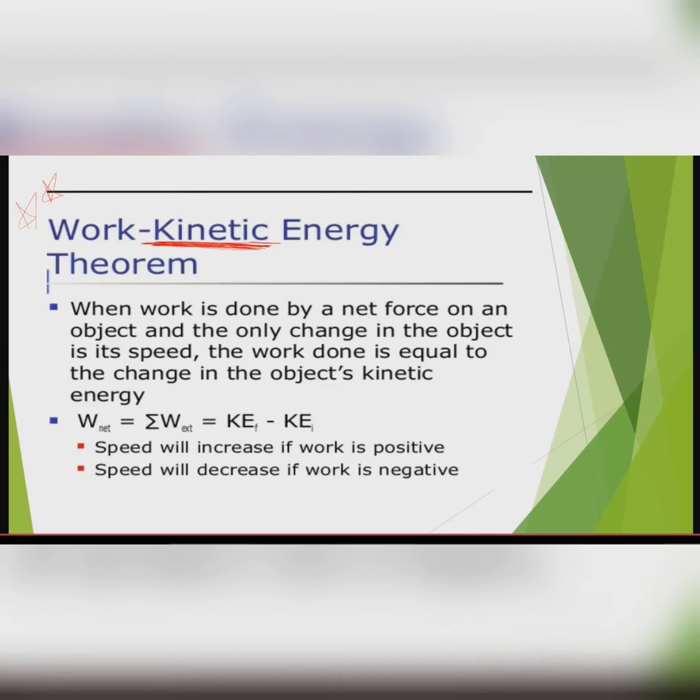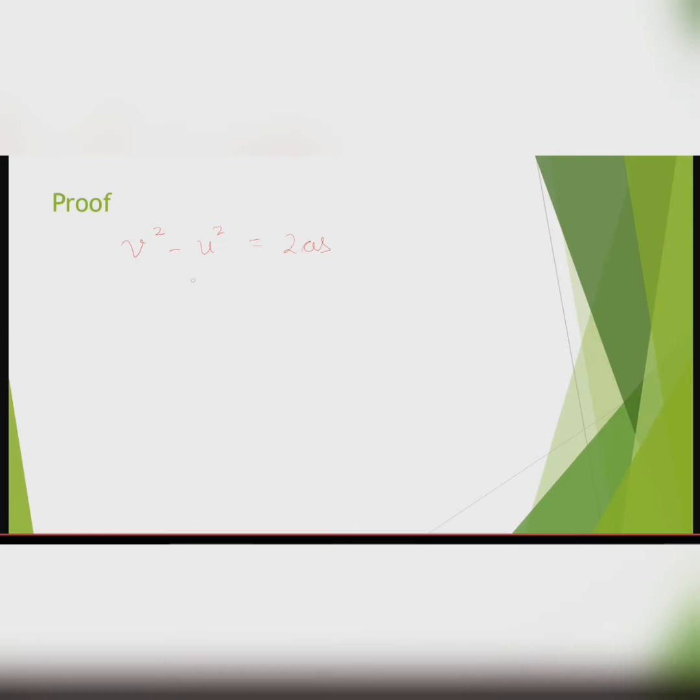So how do we start from our third equation of motion? V square minus u square is equal to 2as. So we have to prove that when we applied force, which changed the velocity of the body, then the net work done turned up as change in its kinetic energy. So what do I get? V square minus u square is equal to 2as. So now multiply both the sides.